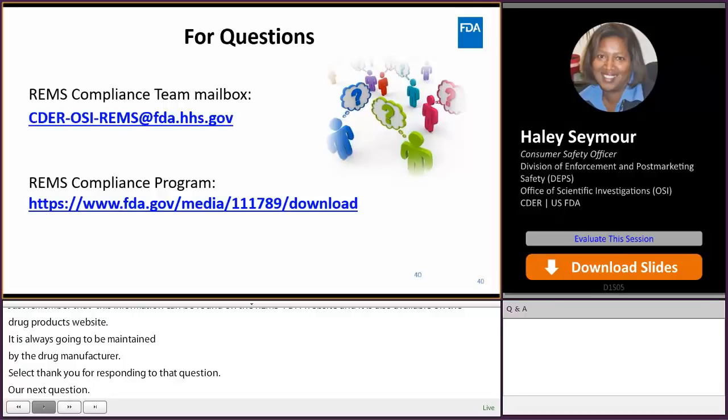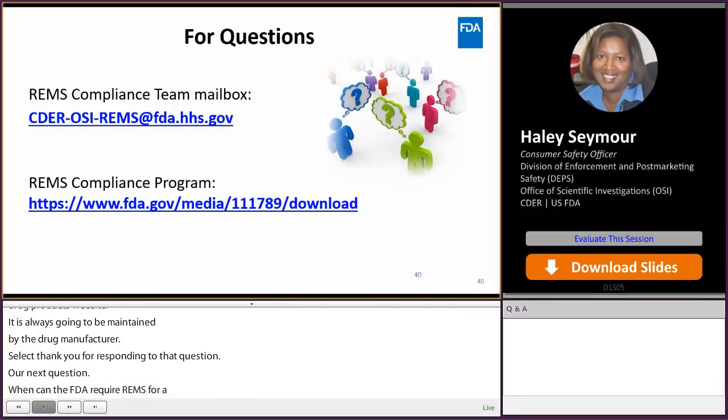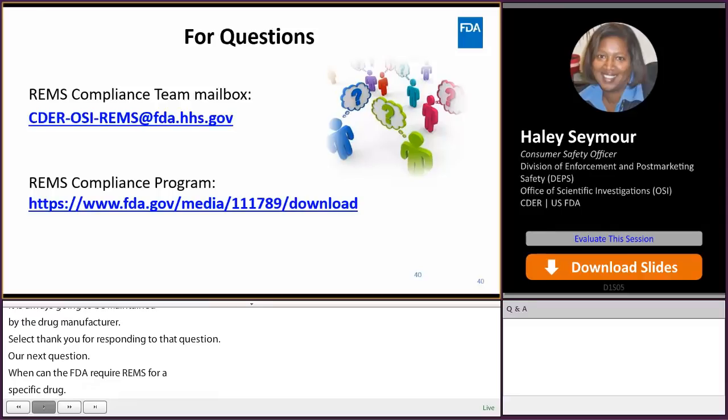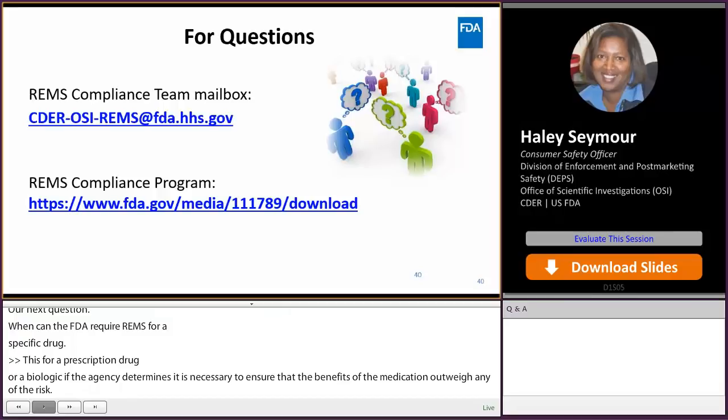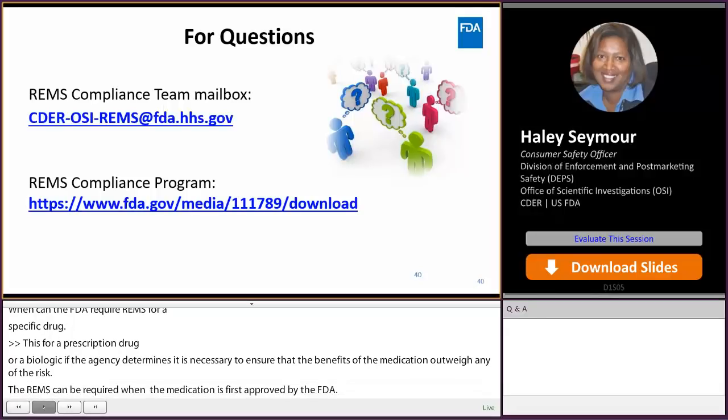For a prescription drug or a biologic, the REMS can be required if the agency determines that it's necessary to ensure that the benefits of the medication outweigh any of the risks. The REMS can be required when the medication is first approved by the FDA, when the risk associated with the use of the medication is known from, say, the initial clinical trials, or it may be added after marketing when the risks are recognized through just regular routine clinical experience.